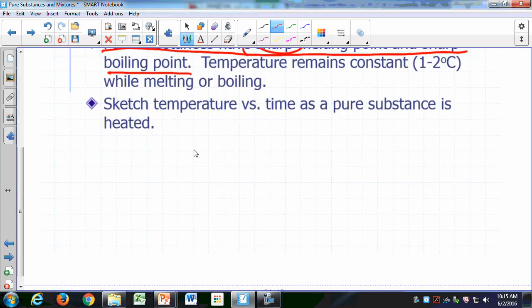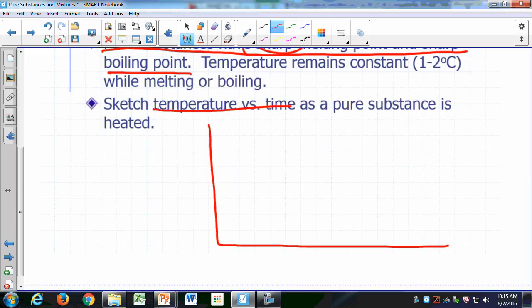So what would be a sketch of temperature versus time? Anytime you're asked to sketch something versus something, the first quantity you're told to sketch should be on the y-axis. So this is temperature versus time. So it's always y versus x. So time right here. So over time, if you're heating a pure substance, what would happen to it?